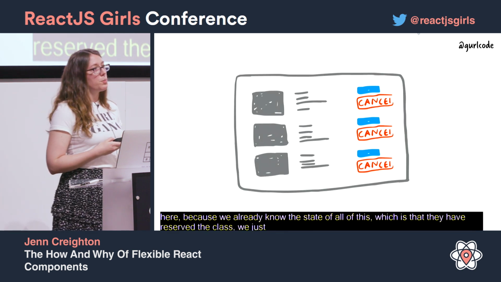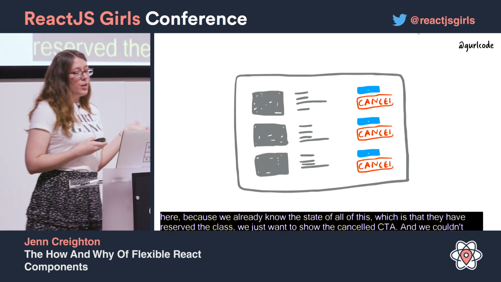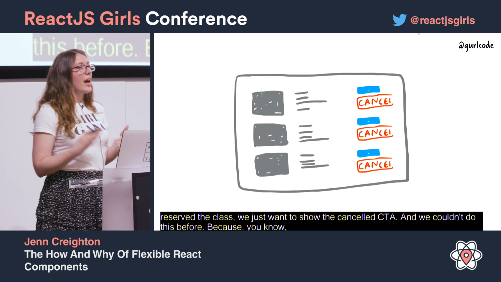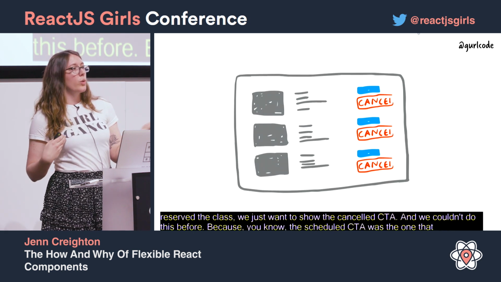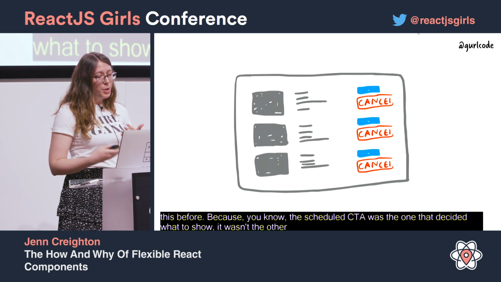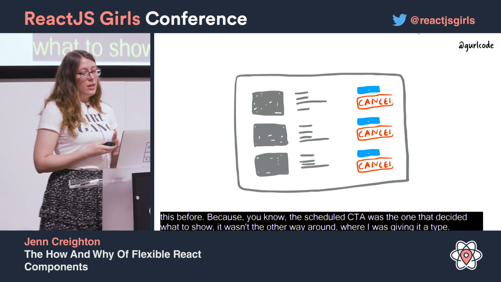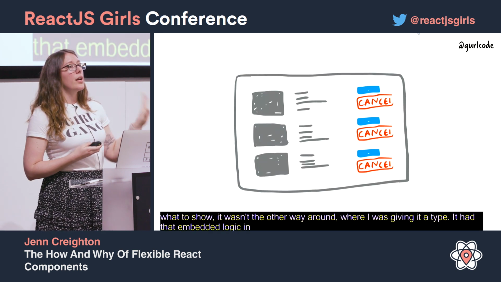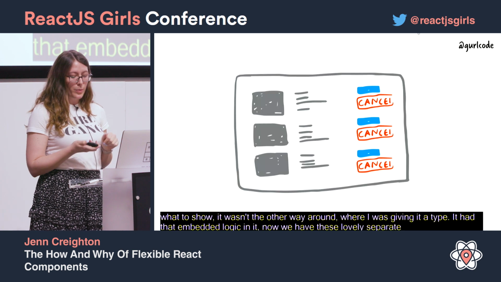And we couldn't do this before because the schedule CTA was the one that decided what to show. It wasn't the other way around where I was giving it a type. It had that embedded logic in it. But now we have these lovely separate CTA components to use as we wish.